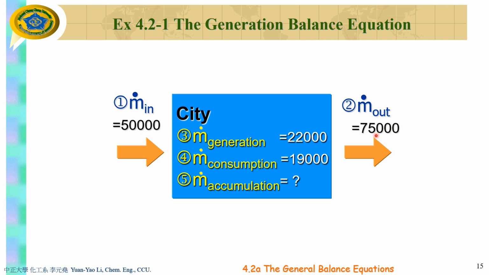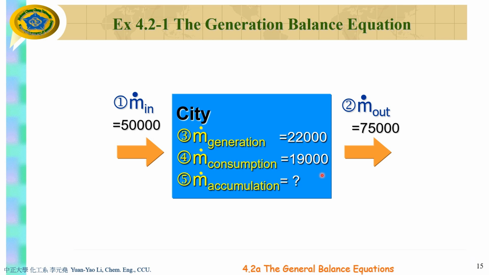Okay? And there are 75,000 people who move out of this city, like you. When you graduate from Zhongzheng University, you might not want to come here anymore, right? You move out. Okay? So this is input, this is output. And then there are 22,000 babies, infants, newborns born in this town. Okay? There are 19,000 people who die, consumption, right? Generation, consumption, die. So is the population of this town growing or losing people?